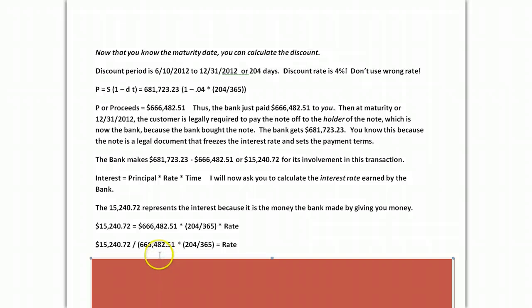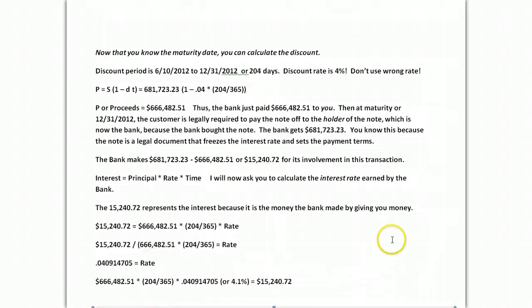So what I did was I took the two numbers that were multiplied times the rate, and I divided the other side by them, so I got rate by itself. Did the arithmetic, and I came up with 0.040914705. And if I do it backwards, if I start with that amount of money and I use that rate for that amount of time, I get $15,240.72. So it checks out.